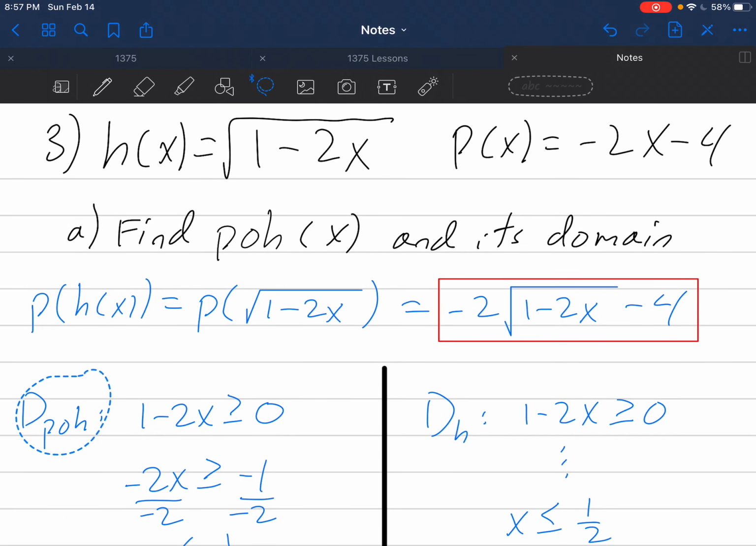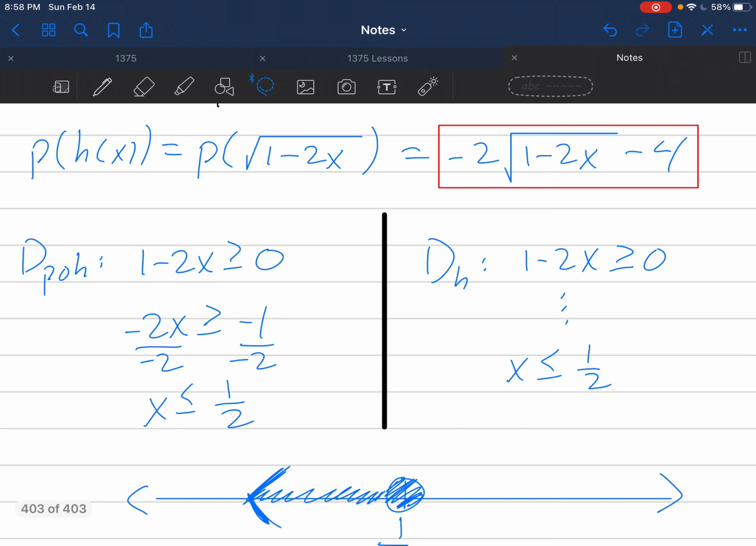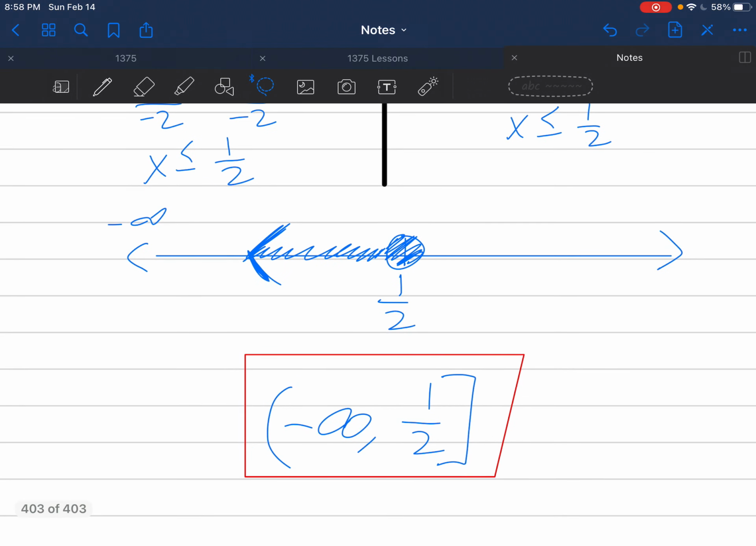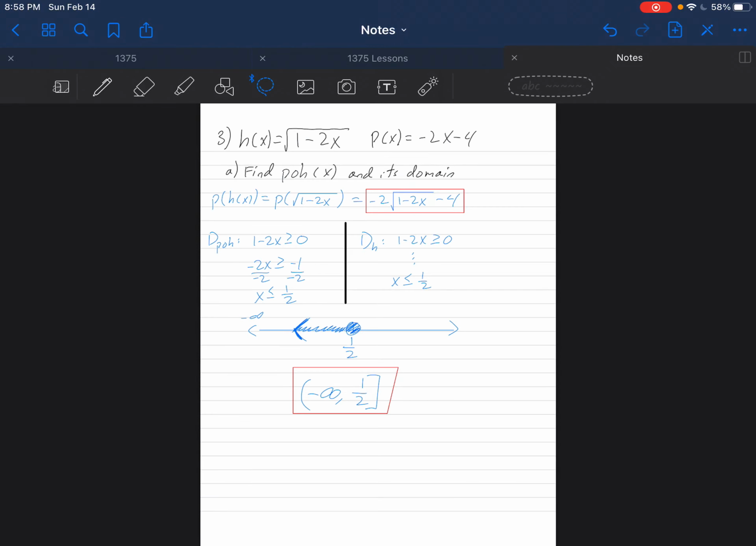We have the domain of p circle h, which is 1 minus 2x greater than or equal to 0, because that's the radicand. And then we have the domain of h, which is 1 minus 2x greater than or equal to 0, again, because that's the radicand. Oh, so it turns out these radicands are the same. Subtract 1 from both sides. Divide by negative 2, which flips the inequality. X is less than or equal to 1 over 2. And you're going to get the same thing on the other side. So our critical value is 1 over 2. Shade to the left towards negative infinity. And that means we have negative infinity up to 1 over 2, including that with a square bracket. And that is that for compositions.